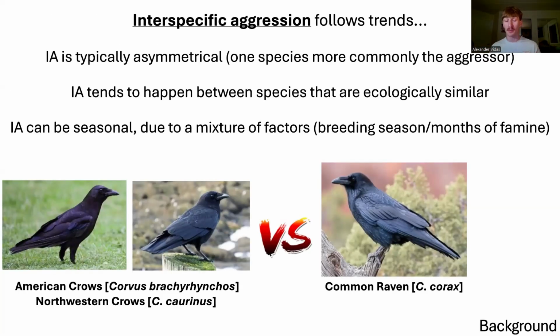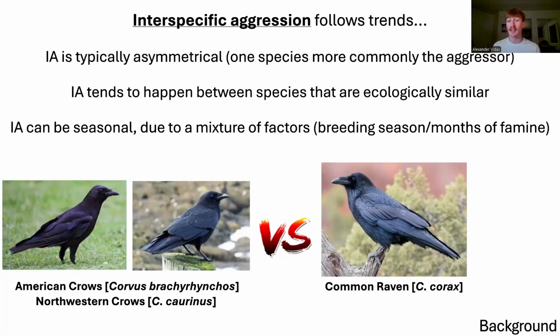I should highlight some pretty important trends when it comes to interspecific aggression that we see pretty often in animal behavior. IA is typically asymmetrical. So ravens are not agitating crows 50% of the time, and vice versa. Another thing we typically see is that it tends to happen between species that are ecologically similar. So we look at crows and ravens, and they're pretty much the same animal. The only difference they mention in the paper is that the raven, compared to the crow, typically weighs 2 to 3 times more, which can give it a bigger size.